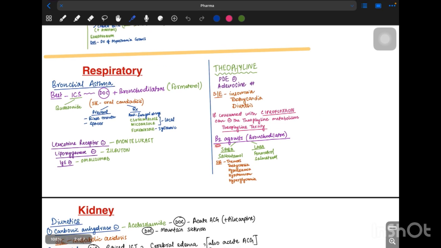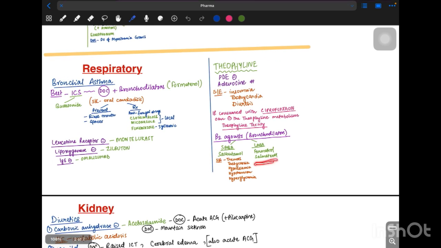Other drugs are beta 2 agonists, which are also bronchodilators. They can be divided into short-acting beta agonists and long-acting beta agonists. Long-acting beta agonist examples are formoterol and salmeterol. If the name ends with -terol, it is long-acting, and short-acting is salbutamol. What are the side effects of salbutamol? Side effects are tremors, tachycardia, hypokalemia, hypotension, and hyperglycemia.